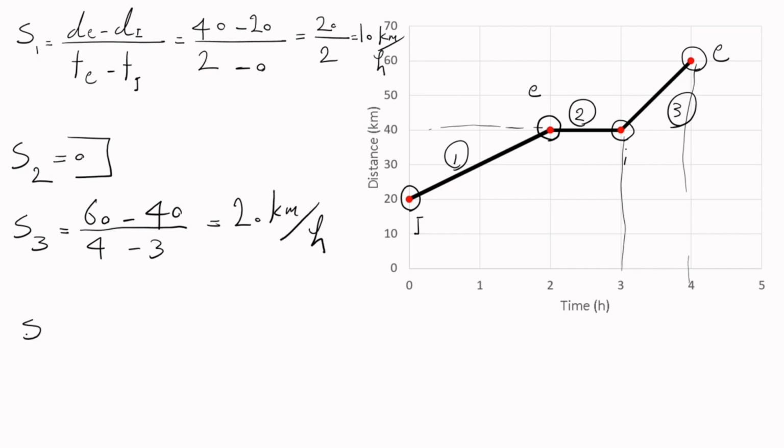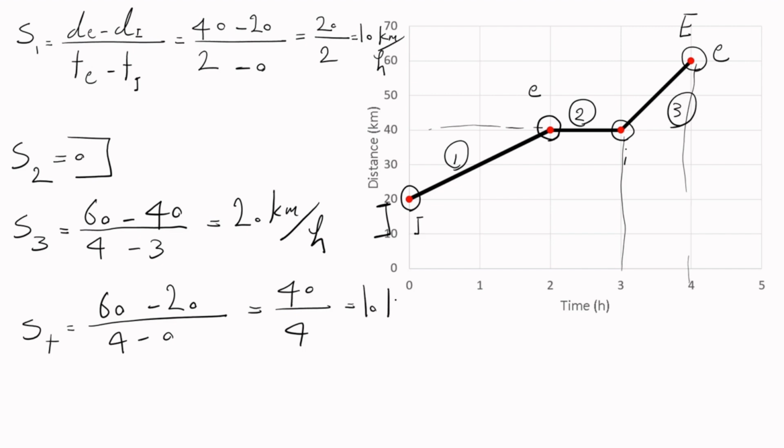Let's go for the whole route. I'm going to show it with T, which stands for total. This is going to be ending point for the whole route, and this one is going to be initial point of the whole route. Distance of ending point would be 60. Distance of initial point would be 20. Do not write 0 because this graph does not start from the origin. And here I have 4 minus 0. I'm going to have 40 over 4, which is 10 kilometer per hour. Really easy. It's going to be really easy when you learn the pattern and the strategy that we apply.